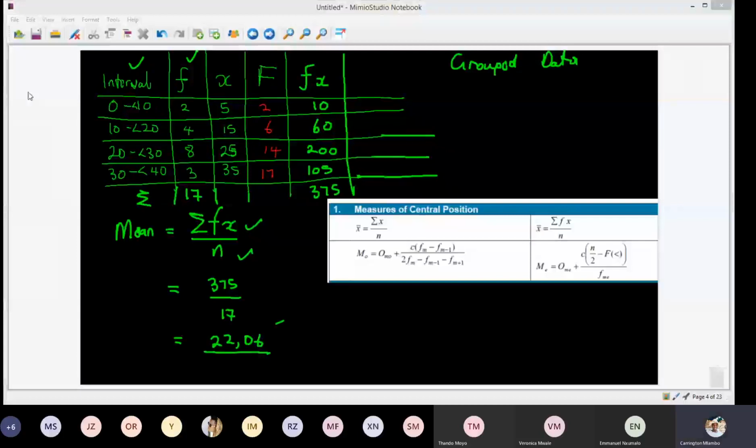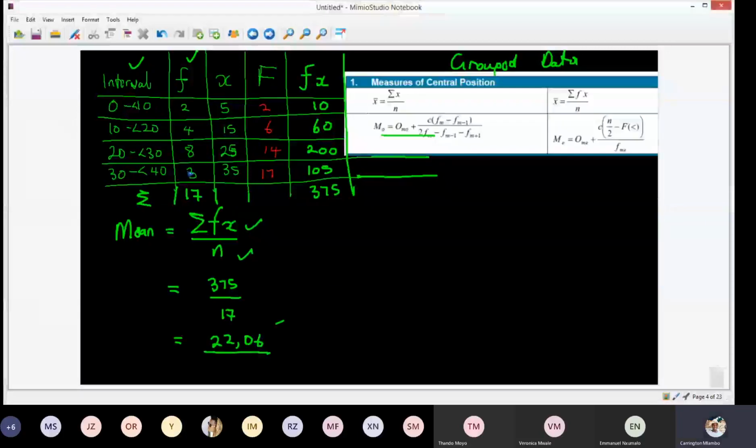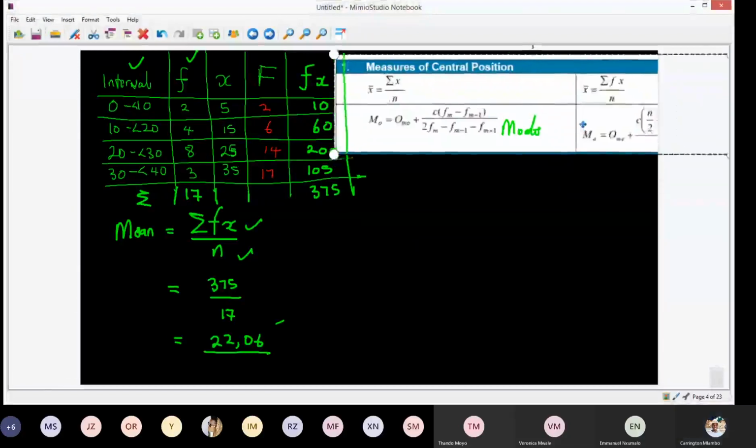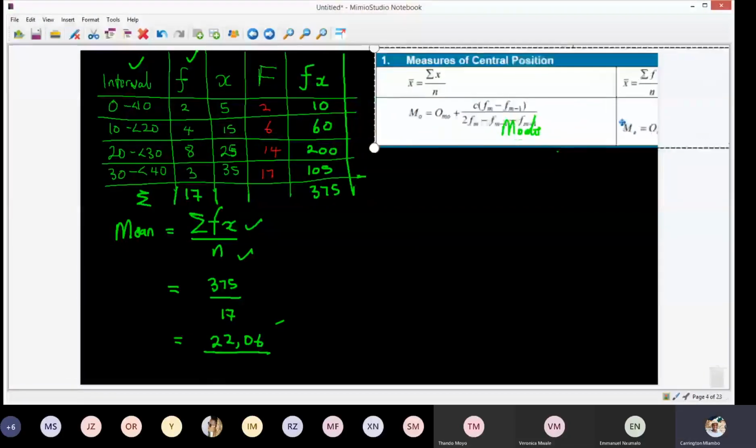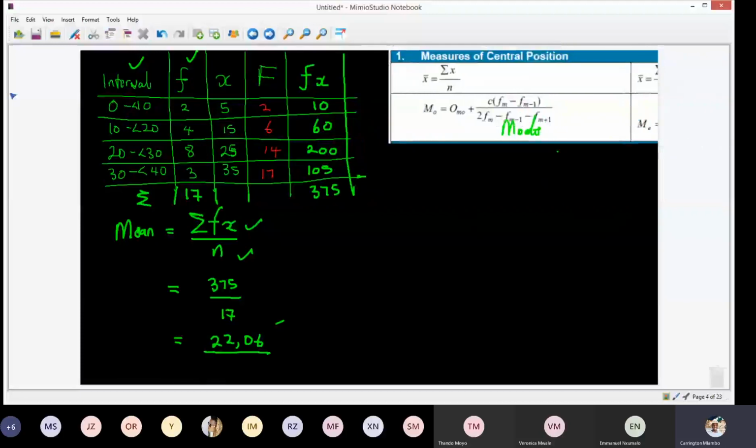Then let's go to the mode. How do you calculate your mode? The formula is there. This is the mode. I'm not going to rewrite the formula there. Okay, let me just make it a little bit bigger so that you can see it. We are dealing with the mode now. Mo stands for the mode. Okay, let me just rewrite it.